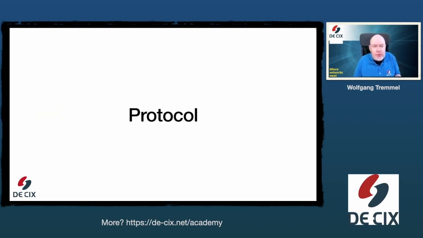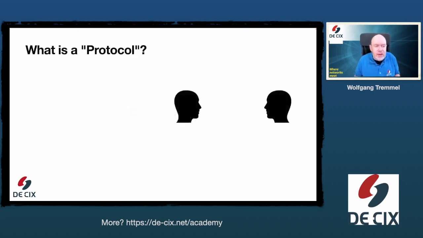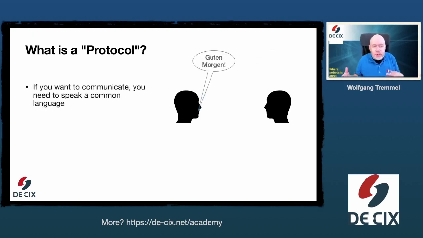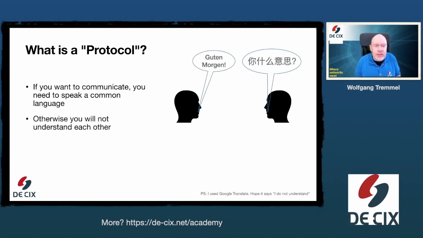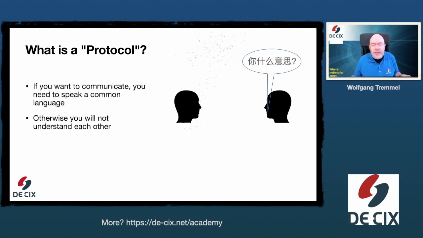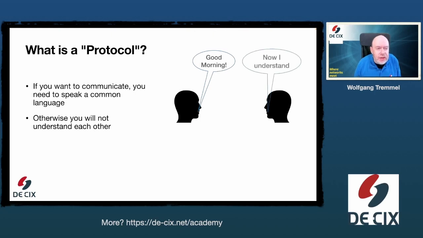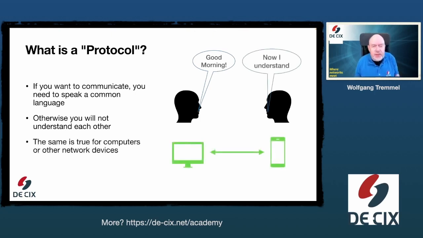And before we can talk about IP, what is a protocol? Well, a protocol is kind of a common language. If you want to communicate with someone, you need to speak a common language, otherwise you will not understand each other. And the same is true for network devices, computers, anything connected to a network. They need to speak a common language, a common protocol, to be able to communicate.